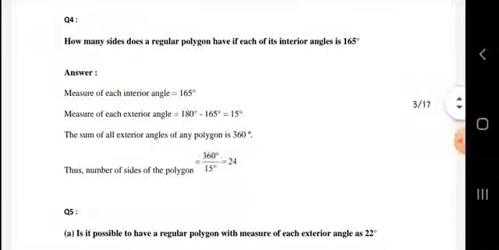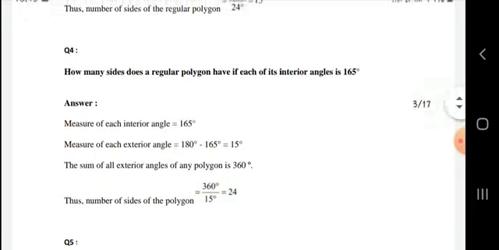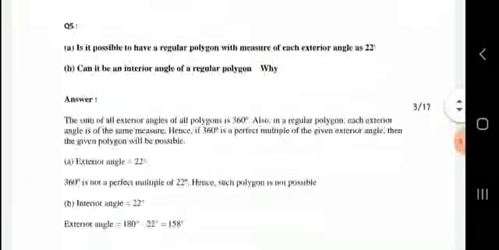Next, how many sides does a regular polygon have if each of its interior angles is 165? Each exterior angle is 180 minus 165, therefore 15. The total of the exterior angles of the polygon is 360, so 360 divided by 15. Therefore the number of sides of the polygon will be 24.